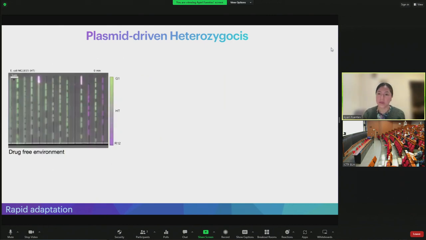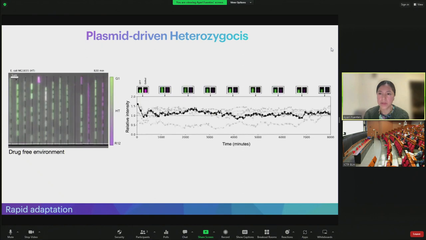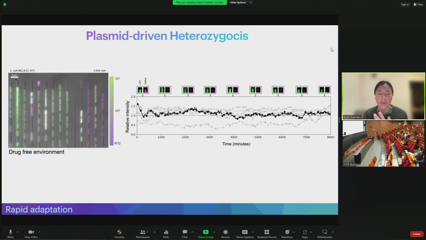Here we use what we call a mother machine, which is another microfluidic device. In the mother machine, we put the cells in there. The mother cell stays on the top, so we can track all the daughters. This is a drug-free environment. The first thing we wanted to measure is whether there is a tendency to go in one direction. We start with a heterozygous population, and we wanted to see if at the end of the experiment in a drug-free environment we have more of BLATM1 or more of BLATM12.